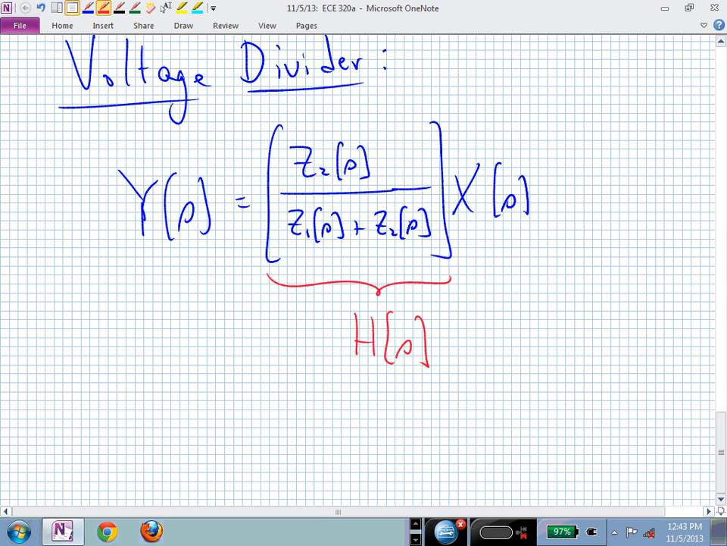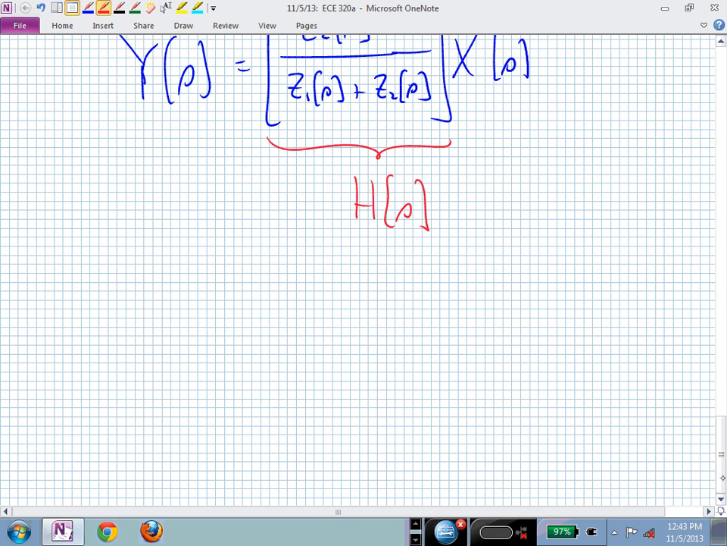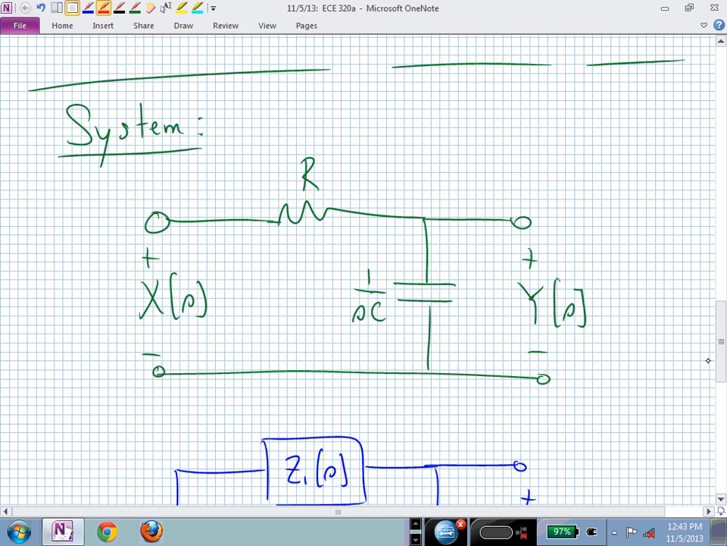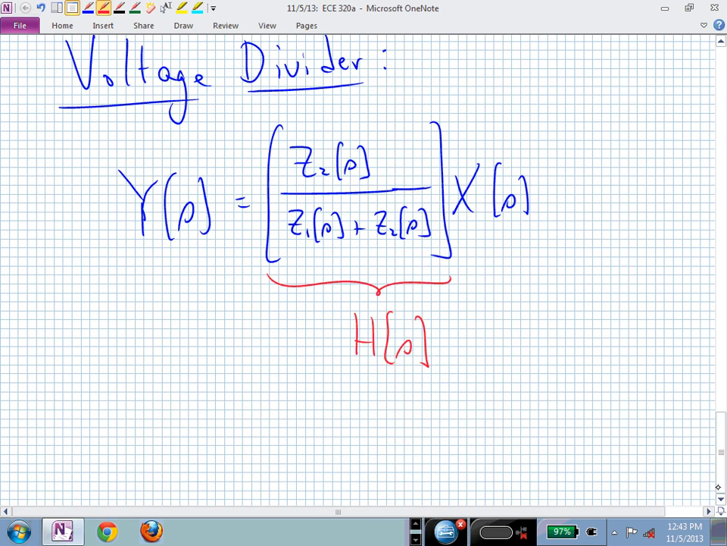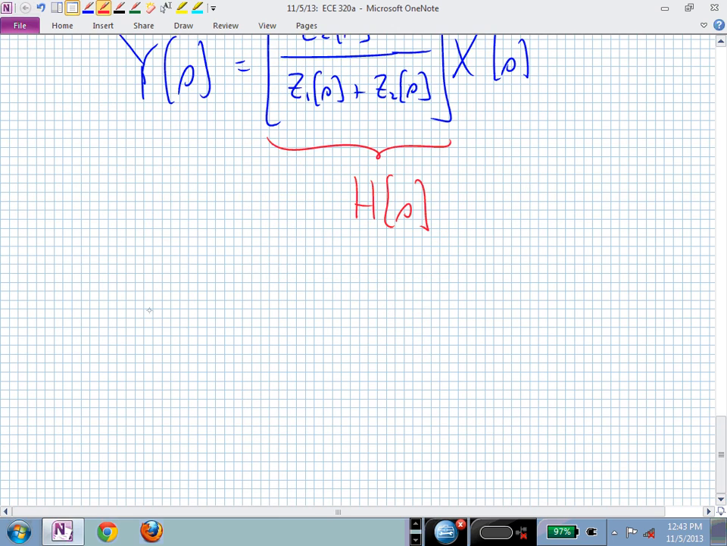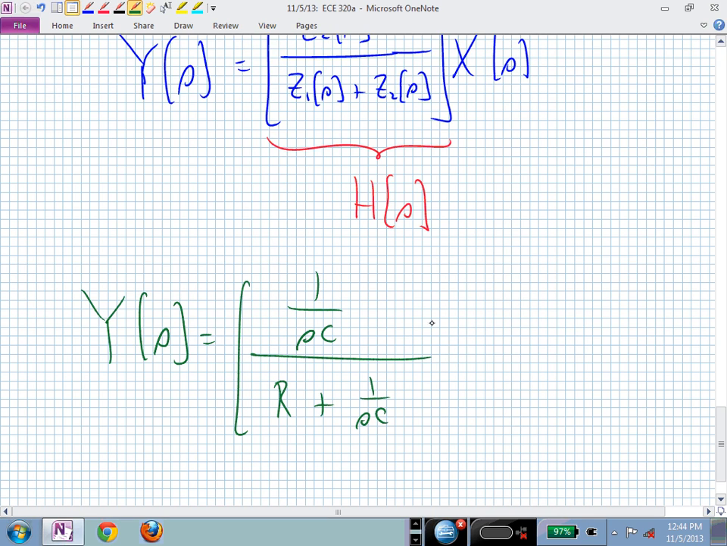And if we want the specific transfer function for this more particular circuit, we just replace Z sub 1 with its impedance, which is R, and Z sub 2 we replace with its impedance, which is 1 over SC. And now we can say, oh, well, if I specialize that to the circuit that you gave me originally, now I can see that Y of S is the impedance of the capacitor, 1 over SC, divided by the sum of the two impedances in series.